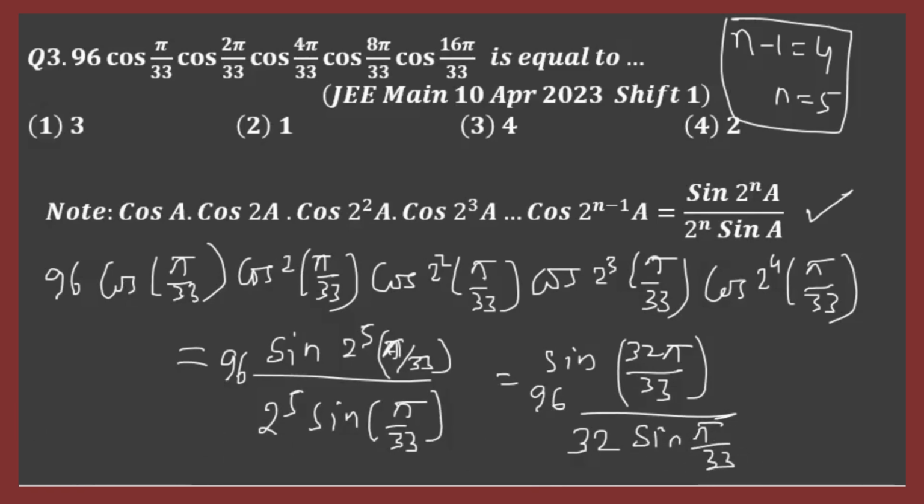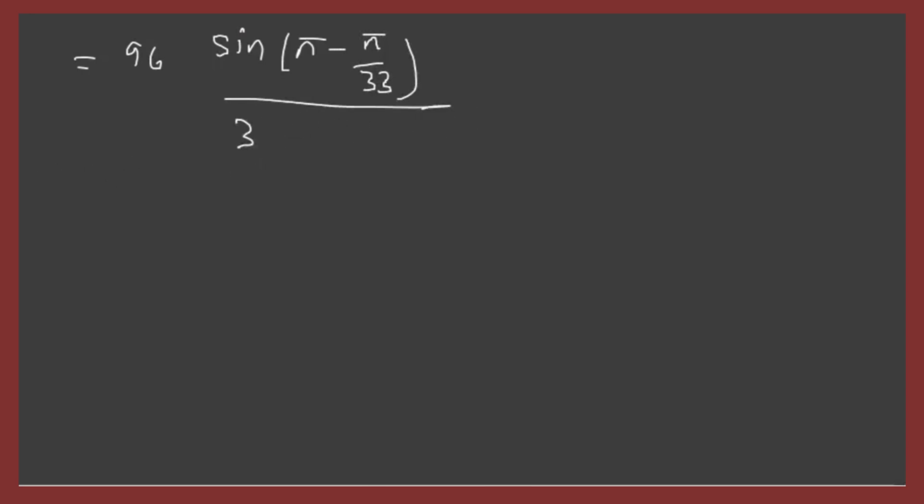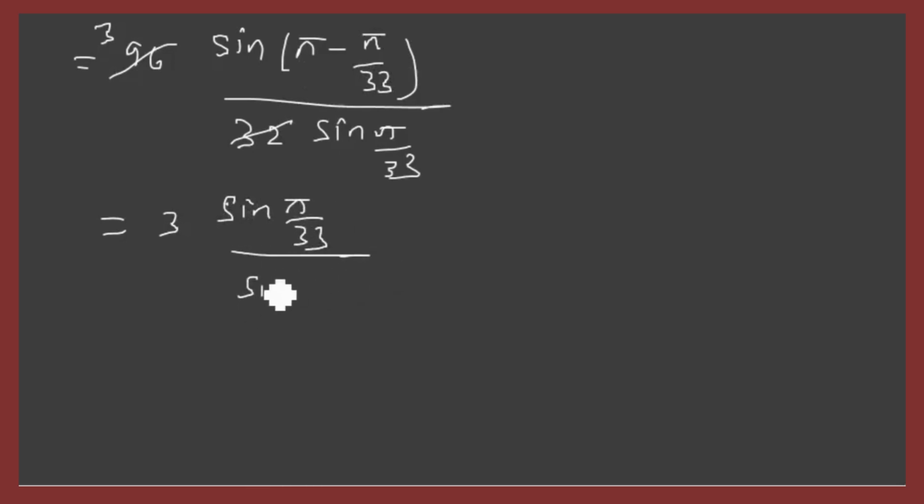So here what we have, 96 and sin 32 pi by 33, which we can write as sin of pi minus pi by 33, divided by 32 into sin pi by 33. So cancel this out basically 3 times. Now sin of 180 minus theta is sin theta, so sin pi by 33 divided by sin pi by 33. So this value is cancelled out, so we get the 3, right? So the result for this is 3.